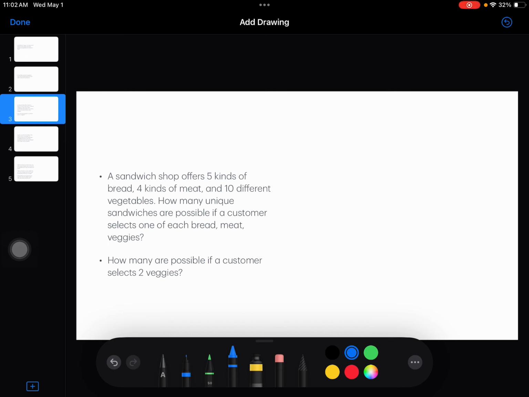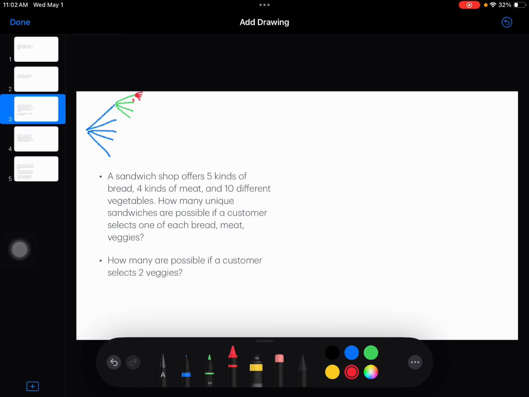Okay? Continuing on with this counting principle, let's look at a different type of question. A sandwich shop offers 5 kinds of bread, 4 kinds of meat, 10 different vegetables. How many unique sandwiches are possible if a customer selects one of each? So for bread, we got 1, 2, 3, 4, 5. And then for each of those 5 breads, we're going to have 1, 2, 3, 4 different kinds of meat, and then for each of those kinds of meat, they're going to get 1, 2, 3, 4, 5, 6, 7, 8, 9, 10.